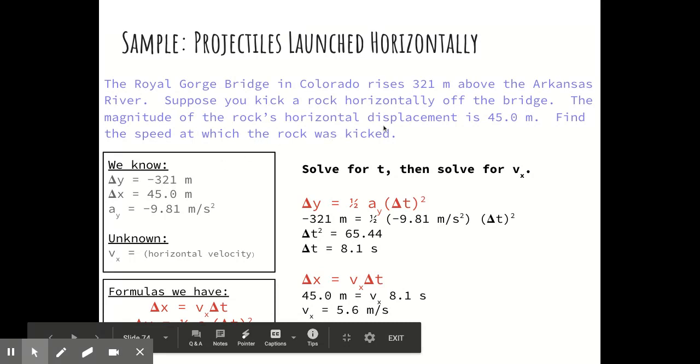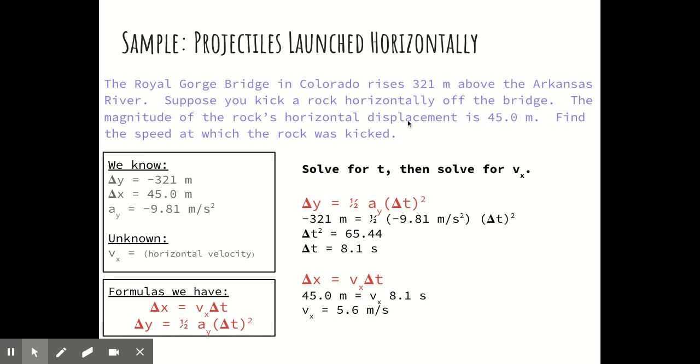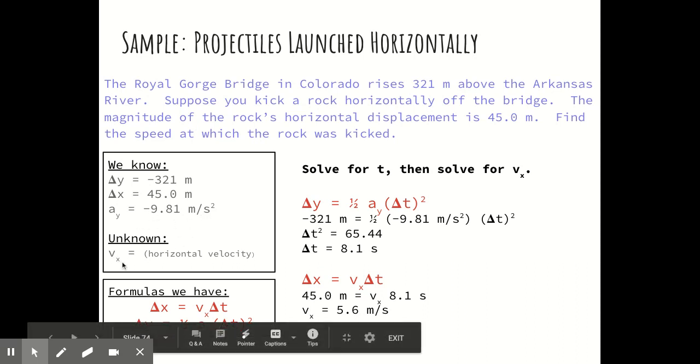It says that the rock's horizontal displacement, which we know is going to be x, is 45 meters. So we'll put that there. And then we know that gravity is always going to be negative 9.81. So we're trying to find the velocity of x, the velocity of the horizontal movement.